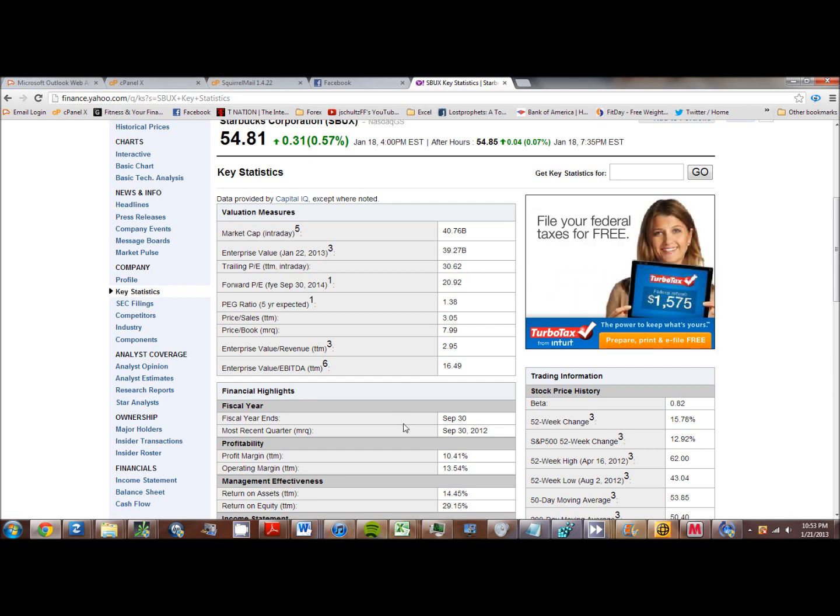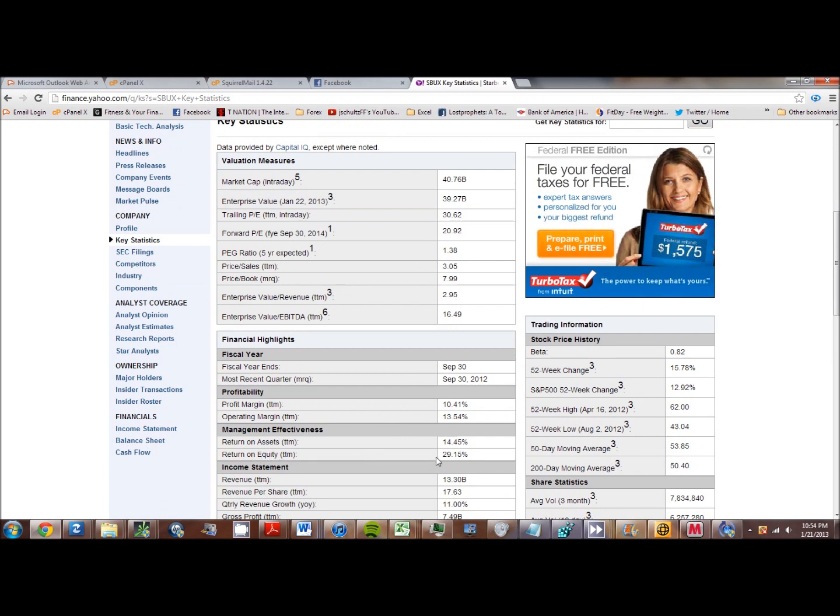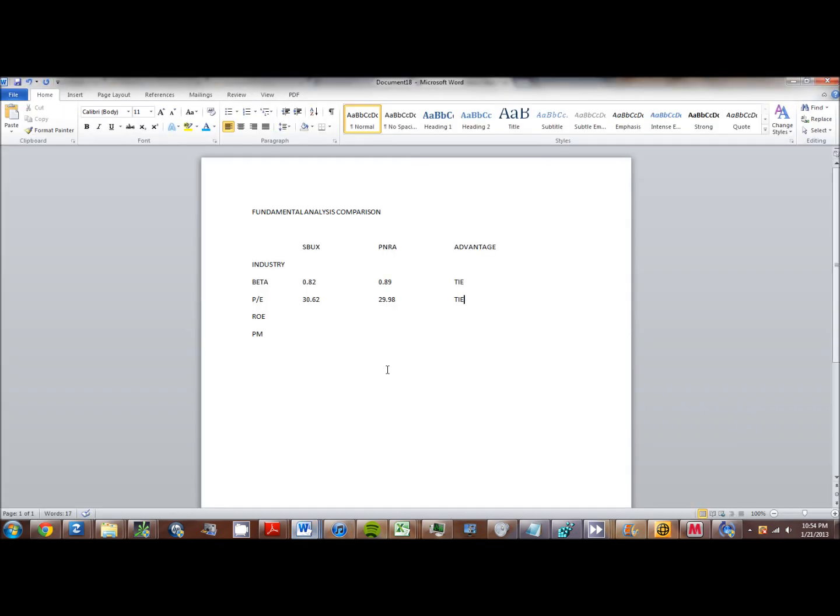But let's go down, and what do you see? I see return on equity. Again, TTM, so that's trailing 12 months. I got 29.15%. So let me go ahead and write that down. Return on equity, 29.15%.